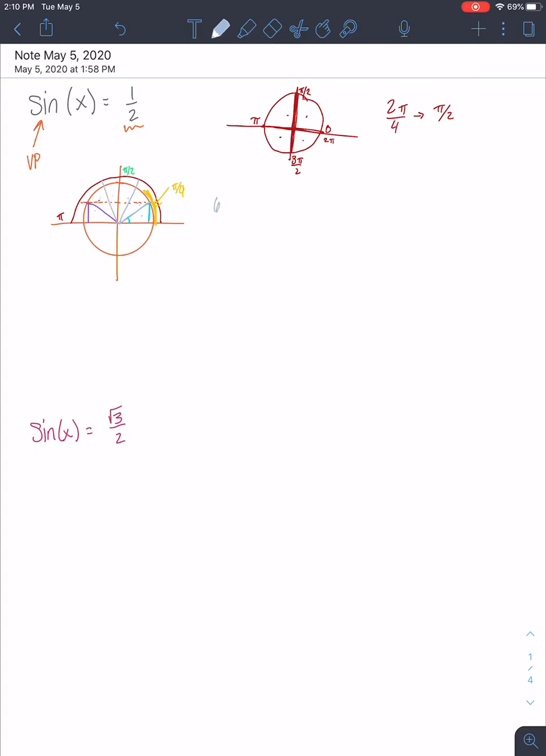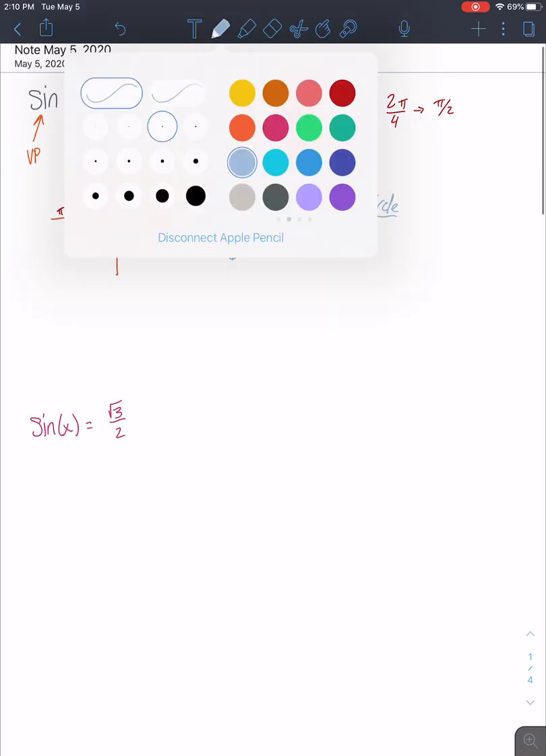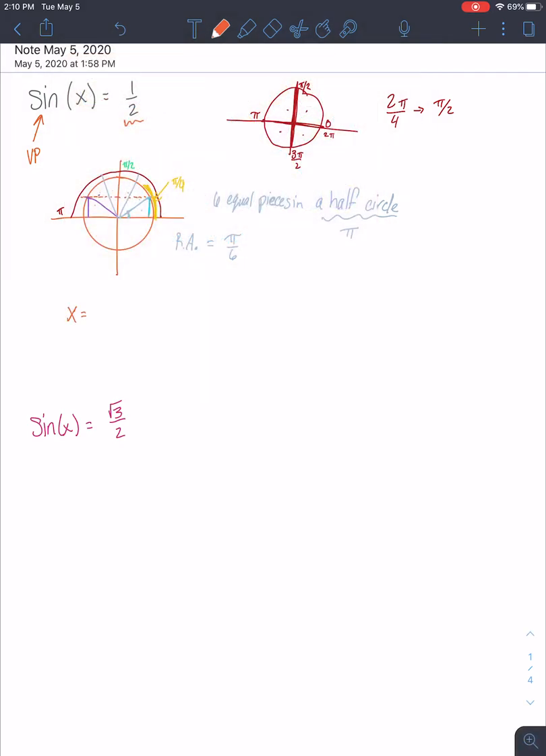So I have 6 equal pieces in a half circle, where our half circle is represented by pi, which means each of those little angles inside, or that reference angle that I'm now using, is pi over 6. Okay, so that means that in quadrant 1, great, I've solved it. I know that x could be talking about pi over 6.